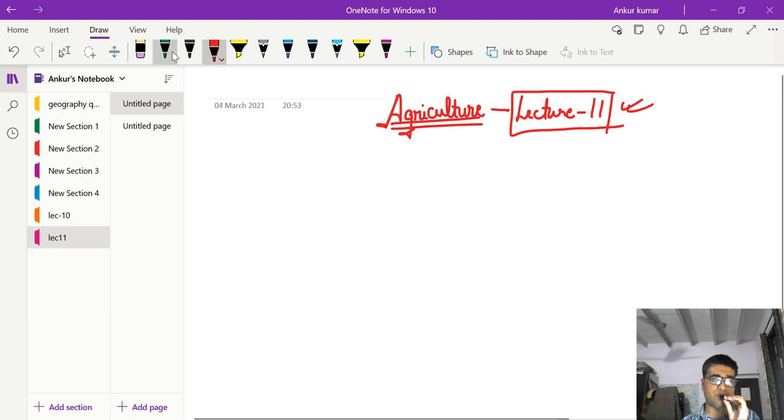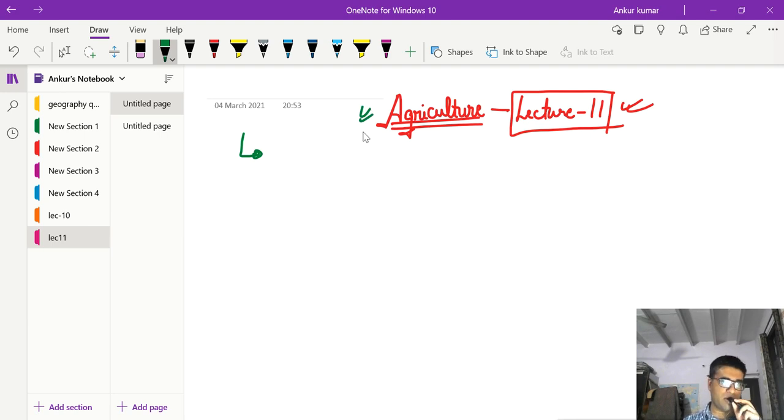agriculture. In agriculture, first of all, let us set the context. It is very important from the perspective of economy as well as geography, but here our main focus will be the geographical side of agriculture. We will not study agriculture from the perspective of economics. We will be introducing the temporal concepts and spatial concepts in agriculture. So let us start first of all with the context building.